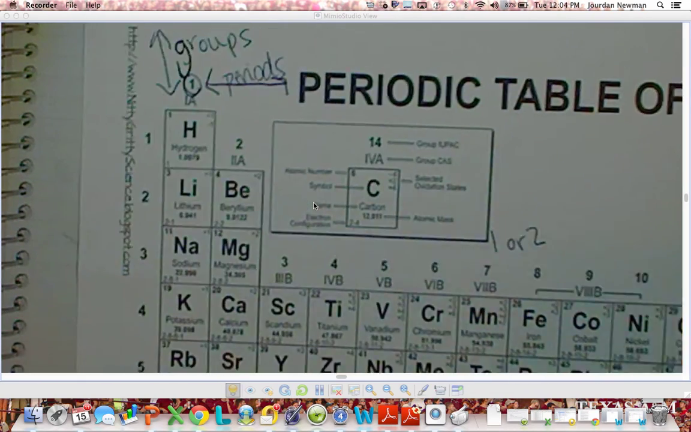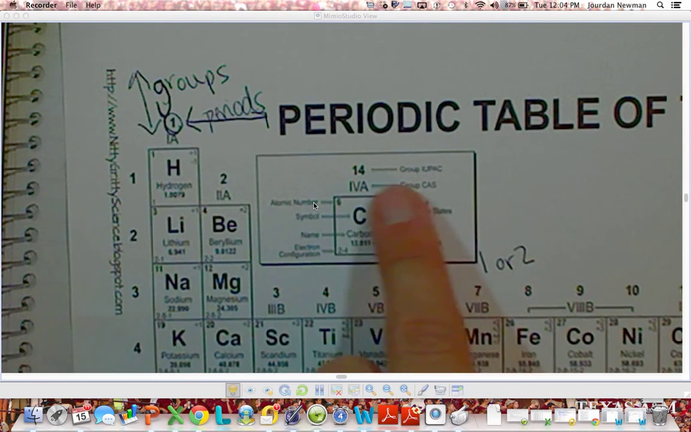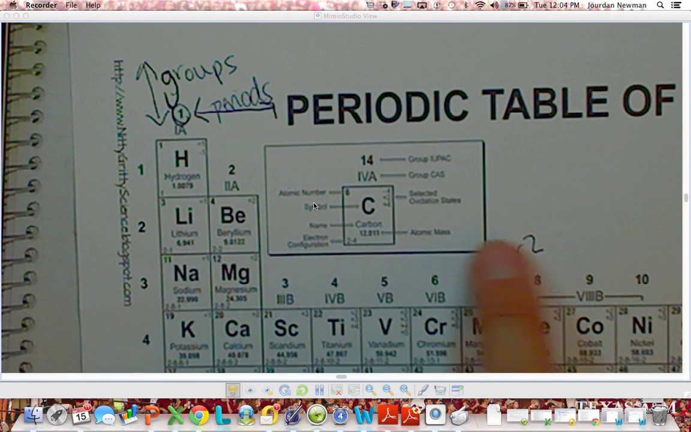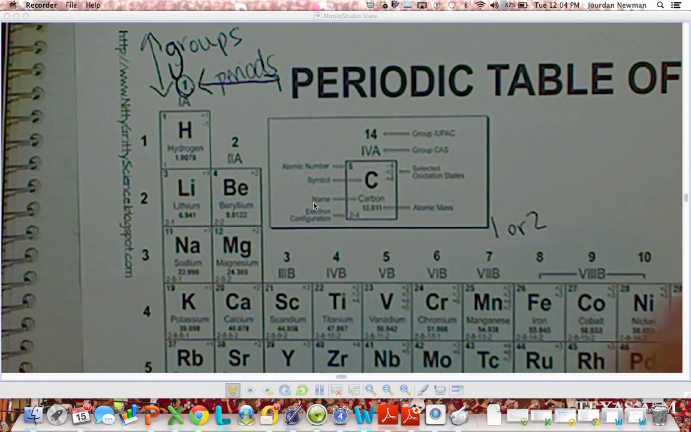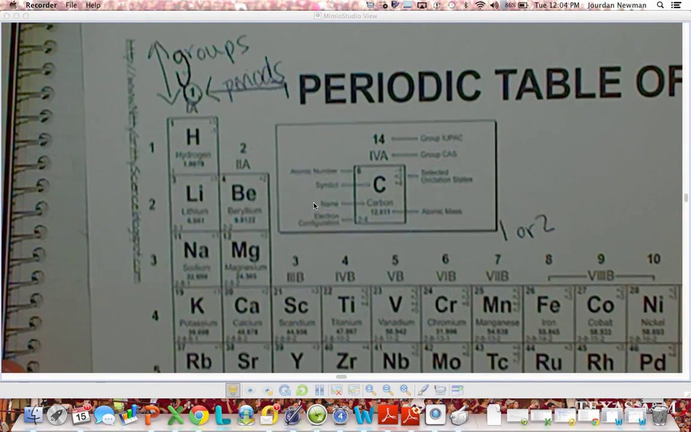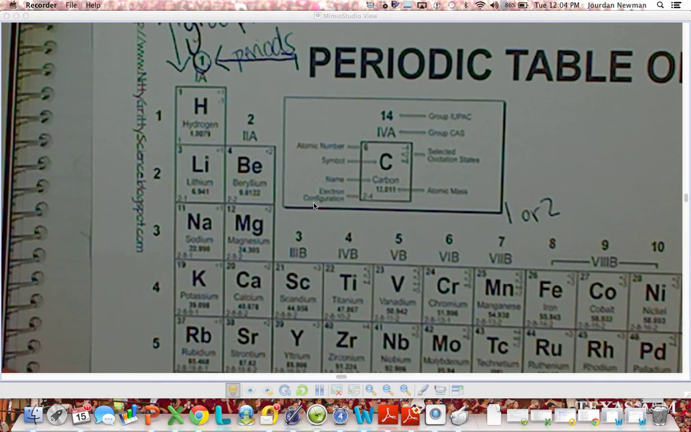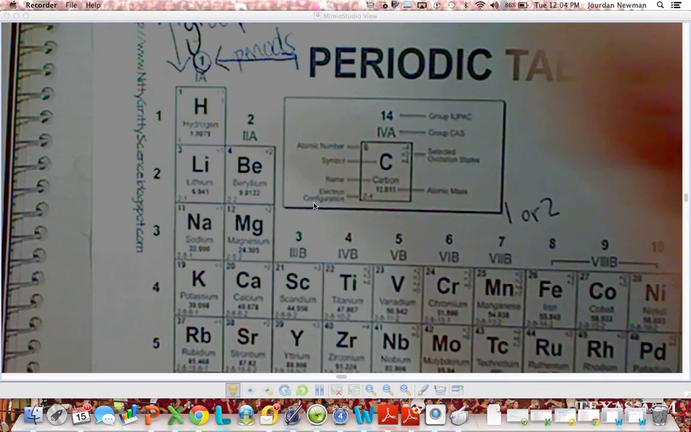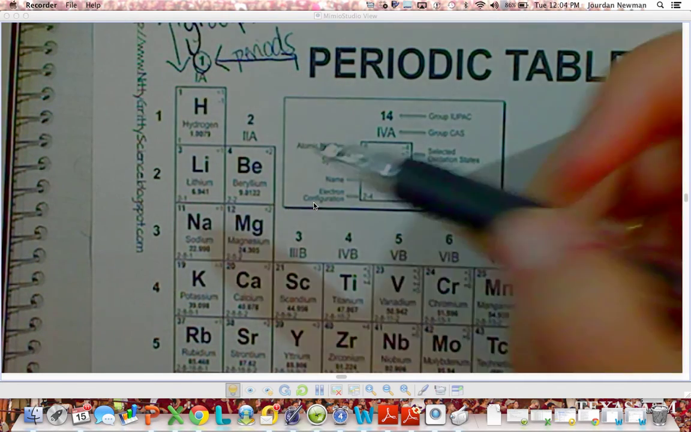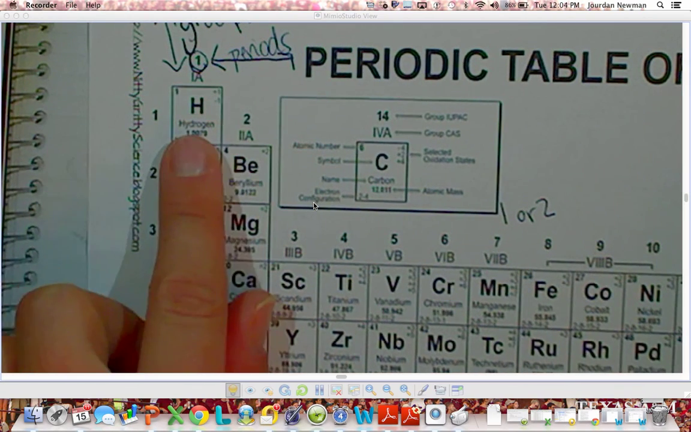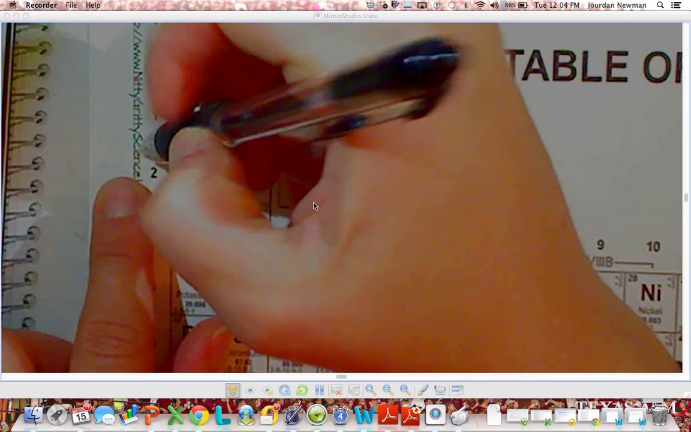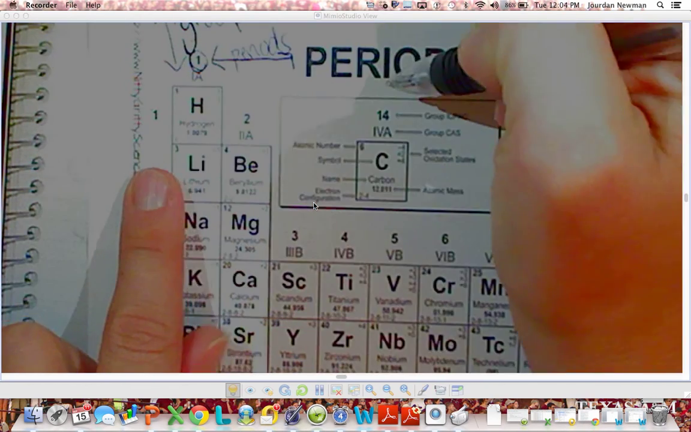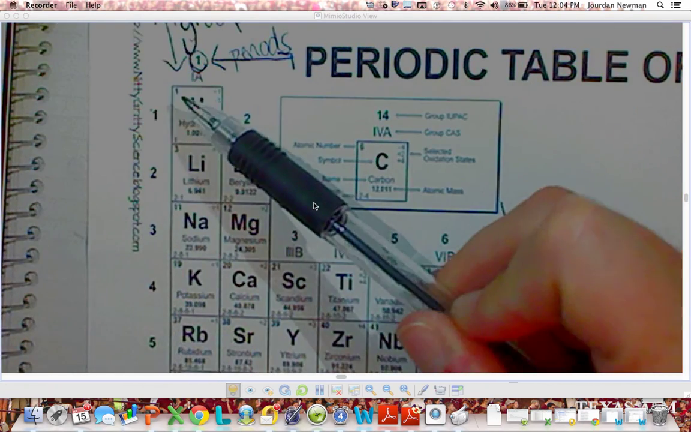Okay, so our periods are running this way, side to side. Period 2, period 3, all the way across to the other side, period 4. And that tells us our energy levels. So you can think of it like, everybody in period 1, so hydrogen and helium, all have 1 energy level, because they're in period 1.